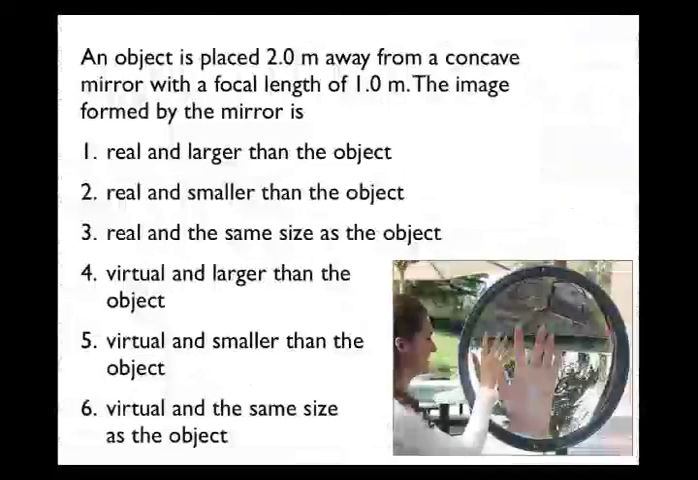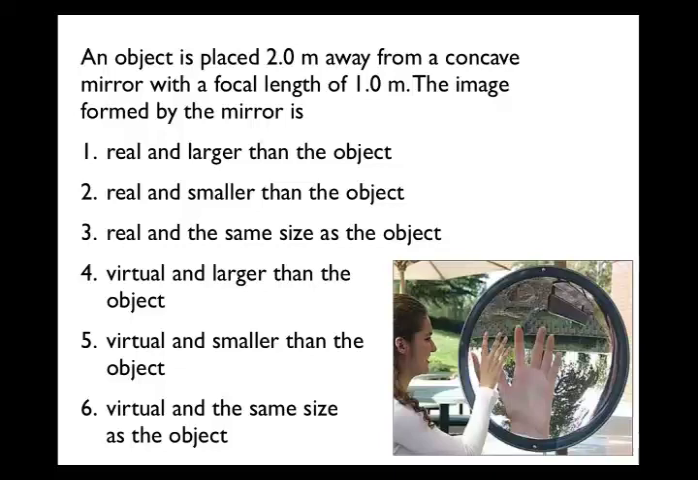A conceptual question involving the same kind of system. If you have an object that's placed 2 meters away from a concave mirror, and the mirror has a focal length of 1 meter, the image formed by the mirror is going to be real or virtual, and larger, smaller, or the same size relative to the object. Again, I would encourage you to pause the presentation and think of your answer before listening to mine.